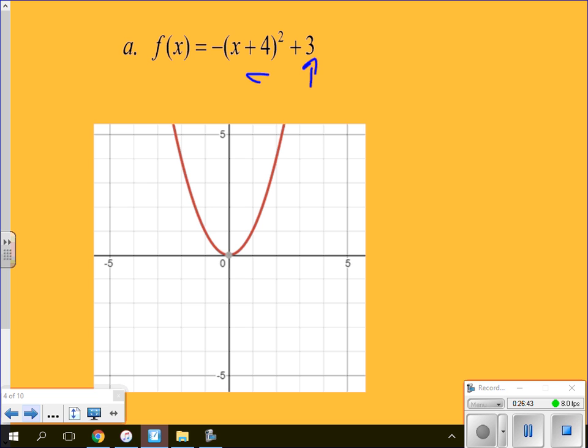Okay. So my vertex moves over 4 and up 3. 1, 2, 3, 4. 1, 2, 3. This is where my vertex is now. It's gone from there to there. That's what the 3 and the 4 do. Move it over 4 and up 3, or up 3 and over 4, it doesn't really matter. You stick it in the same place. What else am I doing to this? We have the negative, so it points down instead of pointing up. This just means I have a frowny face instead of a smiley face.